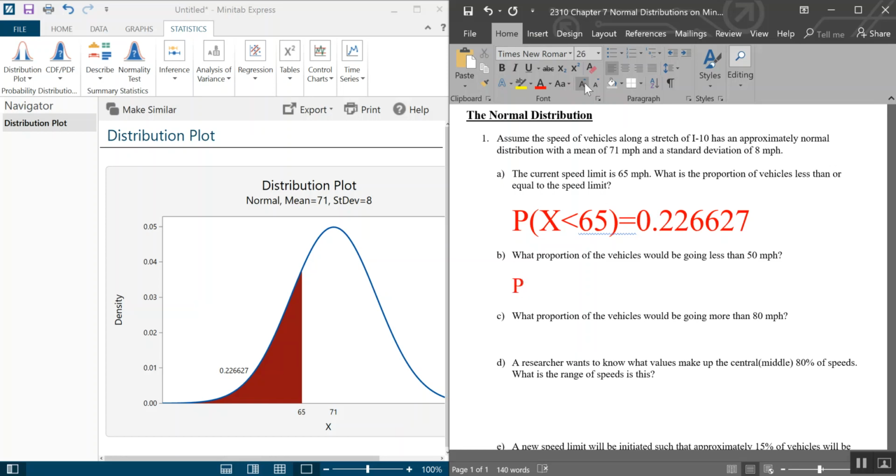What's the probability that someone's going to be going less than 65 miles, than 50 miles per hour, because I can read. Oh boy. I really need to work on my self-deprecation.